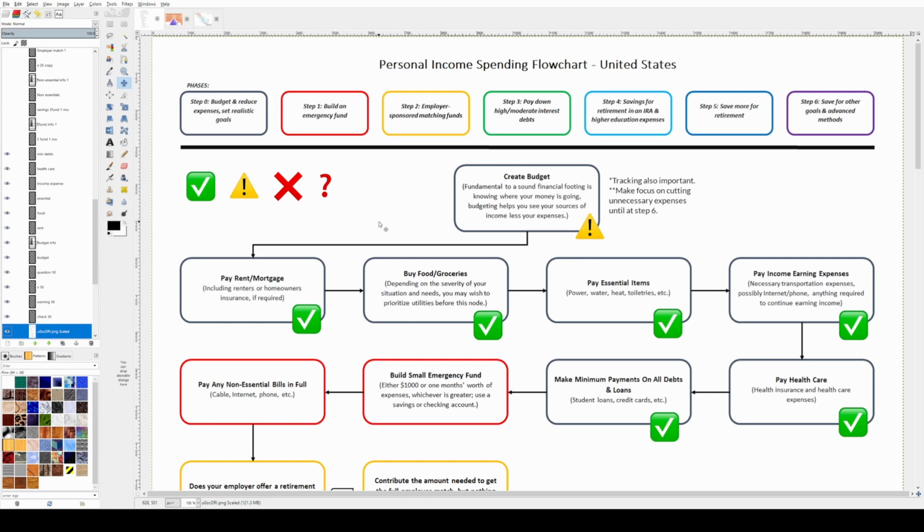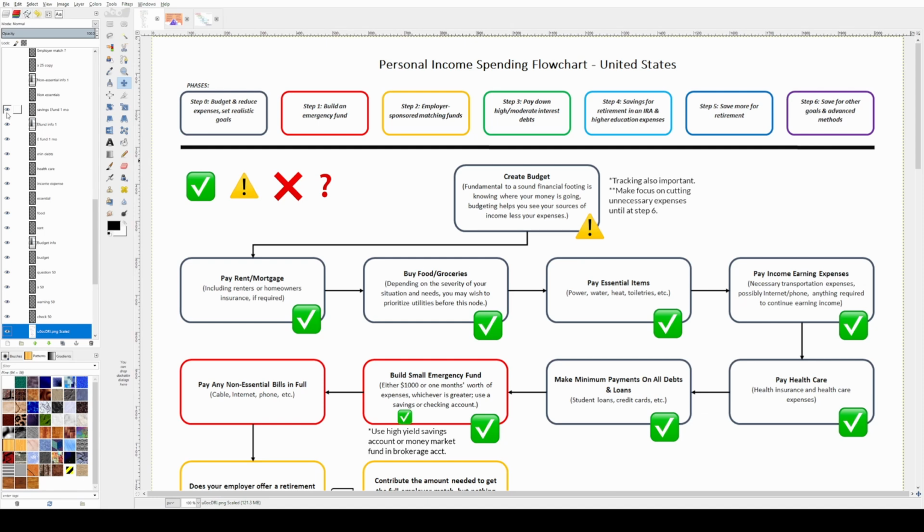realistic financial goals. After that, the next step, step 1, is to build that emergency fund, which you've probably already heard. And this I fully agree with, building a small emergency fund. In this case, it's saying $1,000 or 1 month's worth of expenses, whichever is greater. That is correct. It says use a savings or checking account. And the one note I would add to this is preferably use a savings account to at least generate some interest on that small emergency fund.